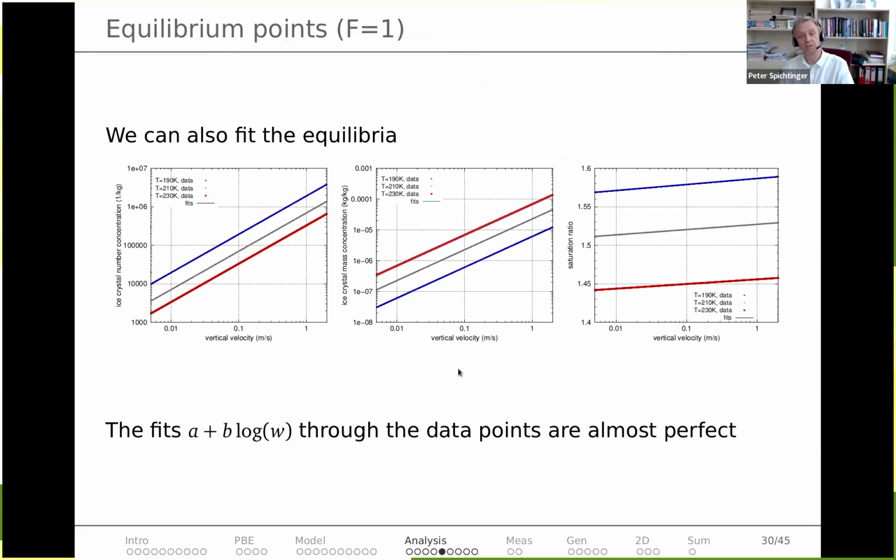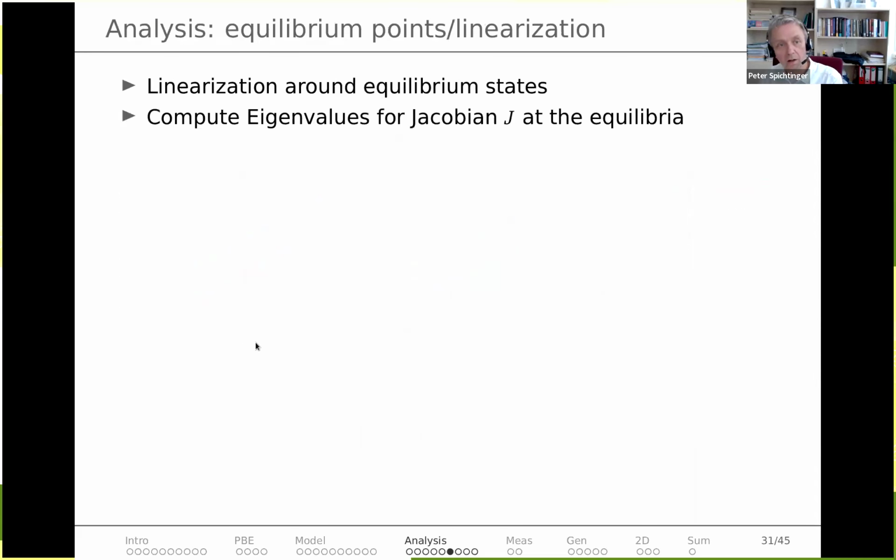And this is how it looks. So these are nice fits, but also data just given from the numerical calculations. And you realize that the number concentration for different temperatures, so this is 190K, 210K, 230K, you have these straight lines more or less. So this is what you get. And you can calculate these different equilibria depending on the vertical velocity. Okay, so these are the equilibrium points.